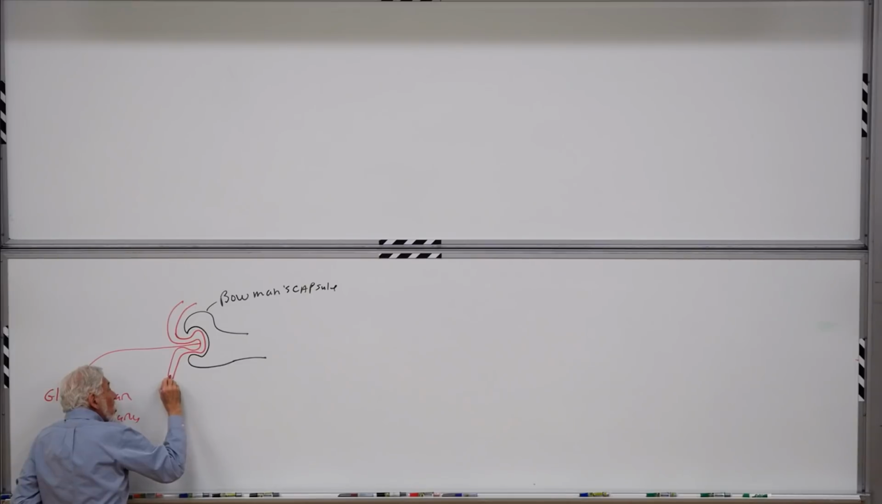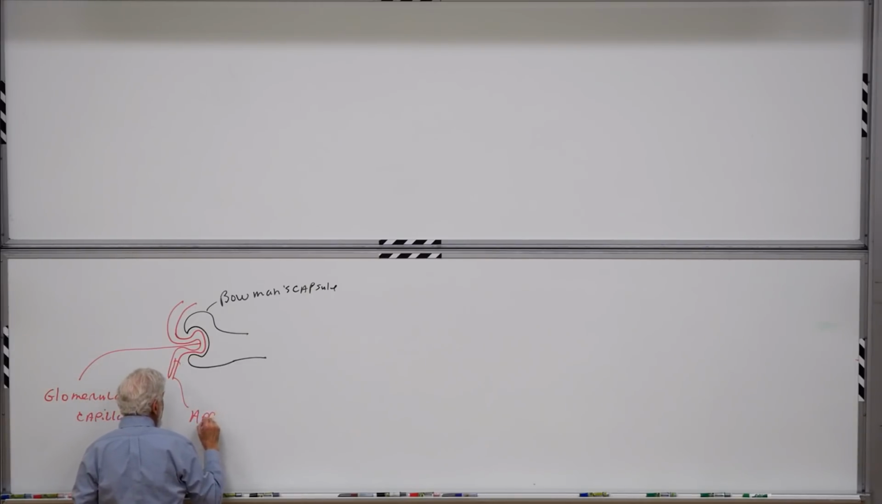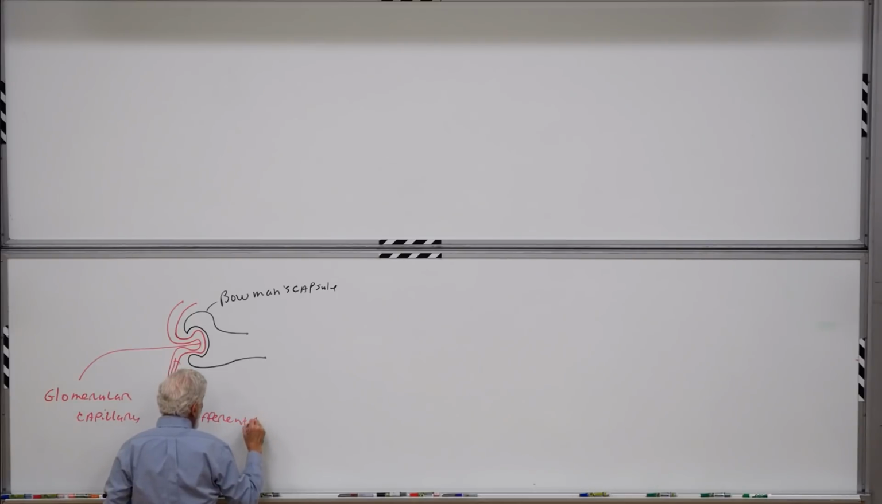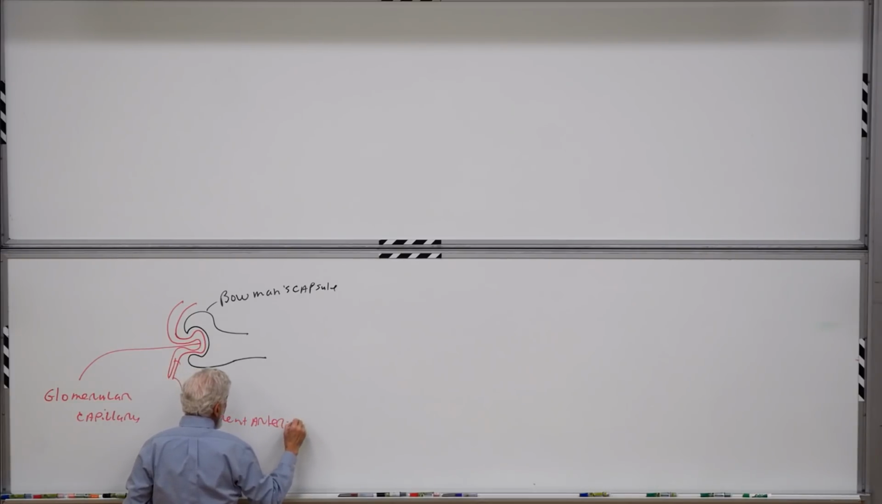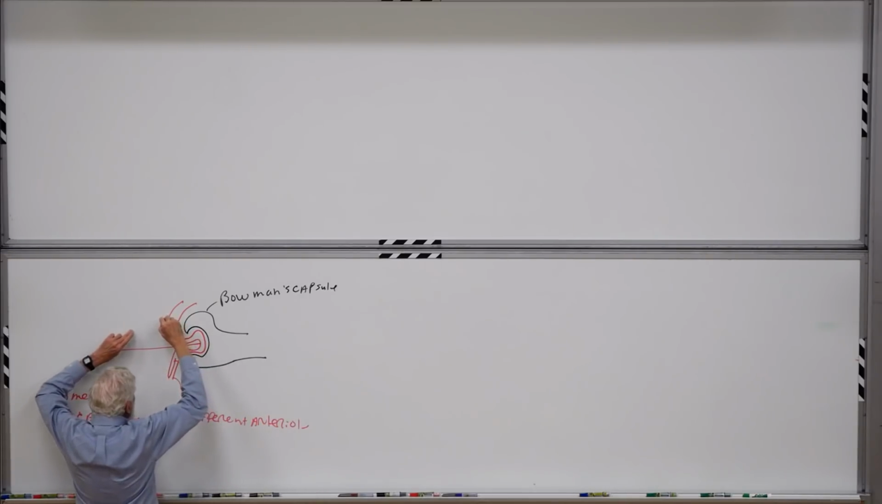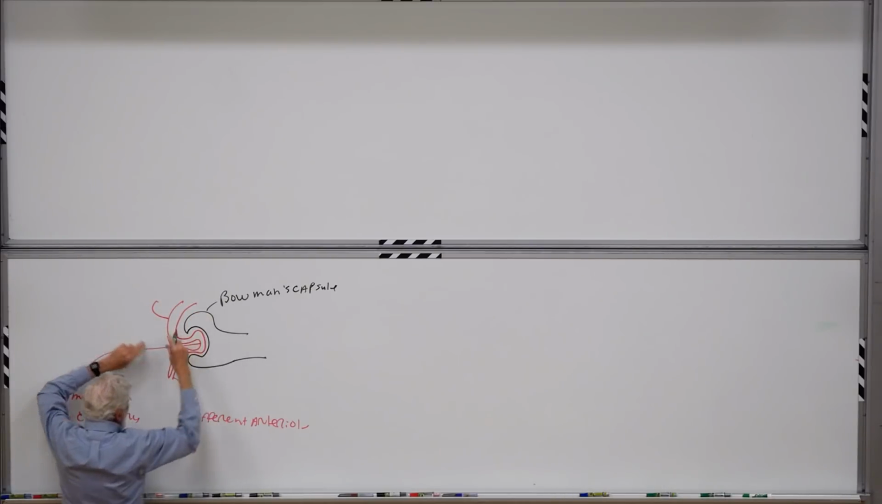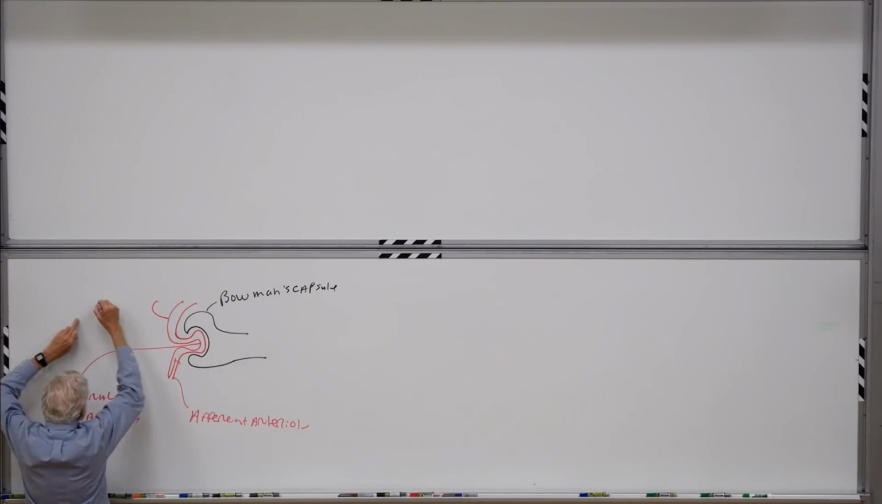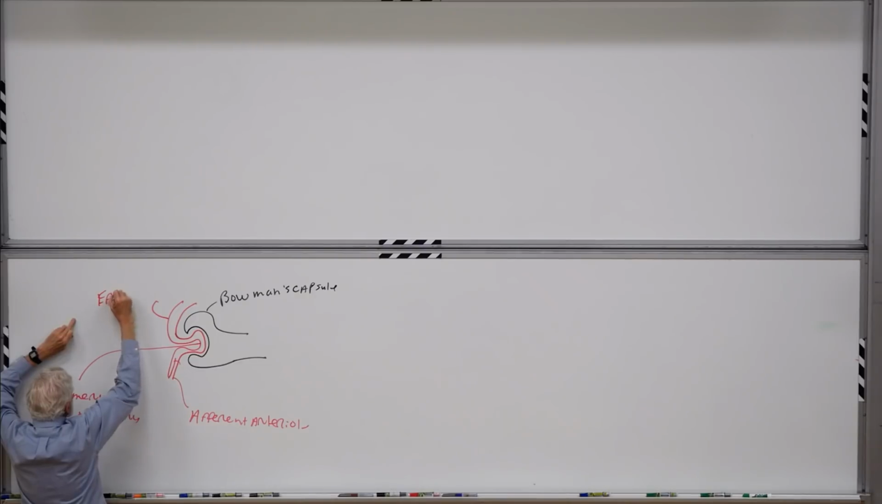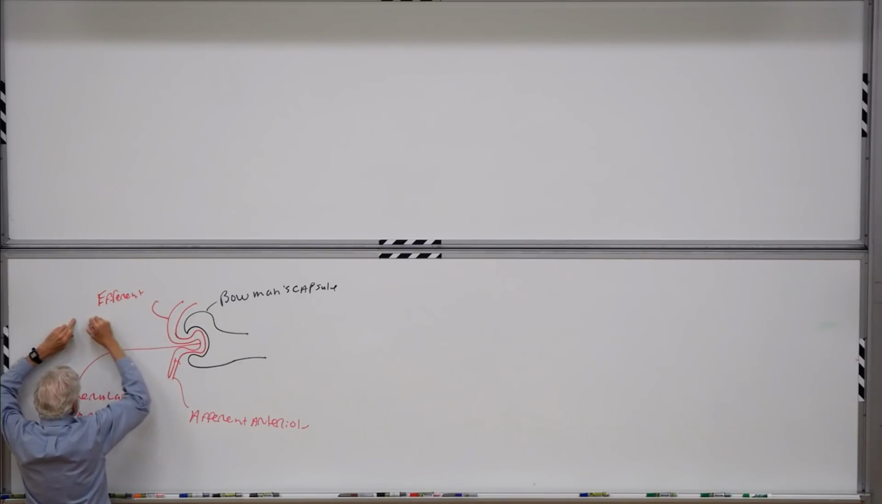The blood flow through this system is in this direction, where the blood is being carried in by the afferent arteriole. And the blood then is flowing out into this tube from the glomerular capillary into the efferent arteriole.